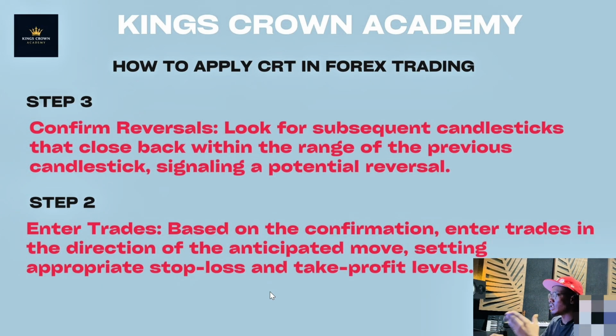Okay, step 3 in this lesson about CRT trading: you have to confirm your reversal. So you look for a subsequent candlestick that closes back within the range of the previous candlestick, signaling a potential reversal. It's very simple, right? Then step 4, you enter trades based on the confirmation. Always search for confirmation, right? Oh, there's a little mistake here, but that's fine.